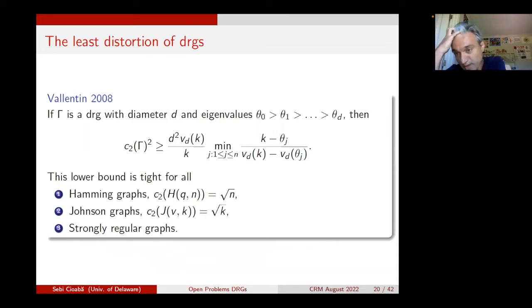Now Vallentin applied this bound to various graphs, and he proved that this bound is tight for Hamming graphs, Johnson graphs, and strongly regular graphs. For Hamming graphs, I have a notation where the two entries are switched compared to some previous speakers. I have H(q, n), so the length of the words is n, and the size of the alphabet is q. So you have words of length n over an alphabet of size q. For the Johnson graph J(v, k), the vertices are k-subsets of a set with v elements, and adjacent if their intersection has size k minus 1. So he applied this bound to Hamming graphs and Johnson graphs, and I'll show in a second a little bit of the details.